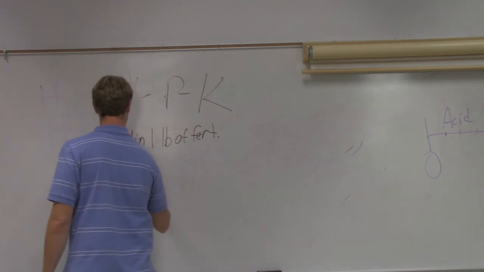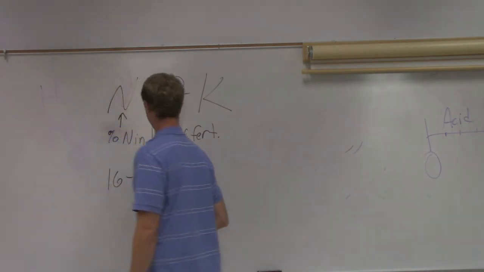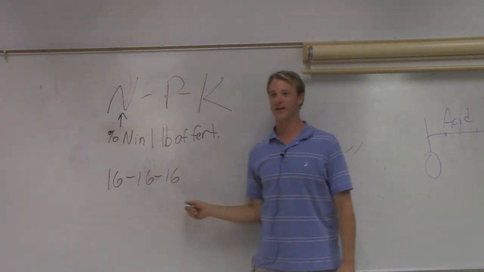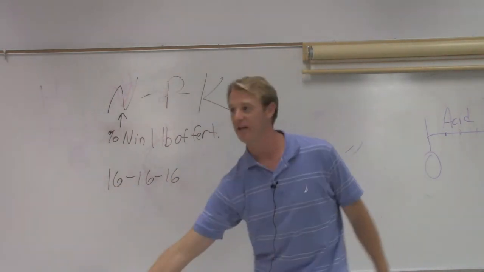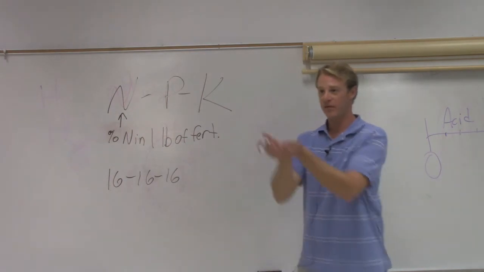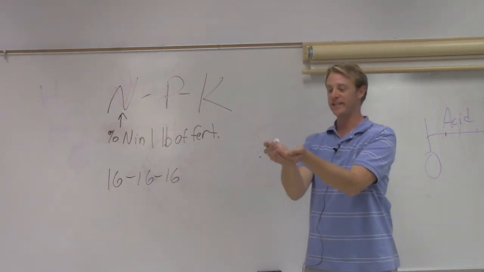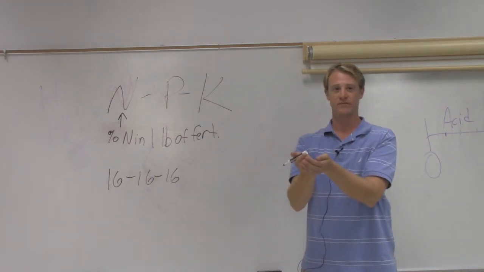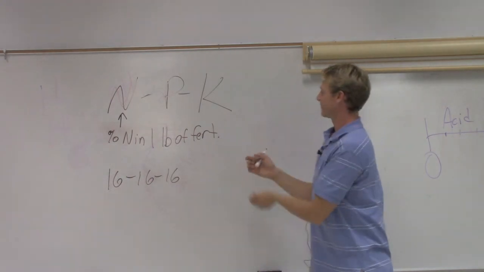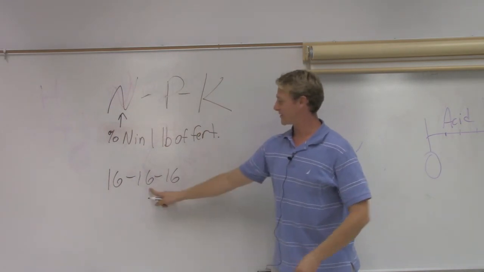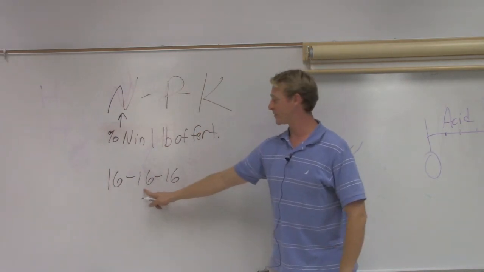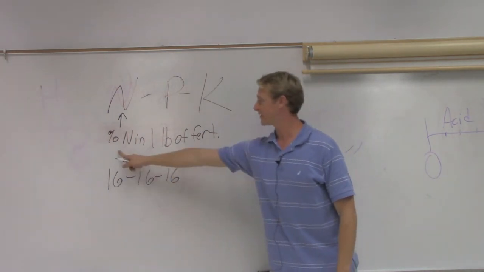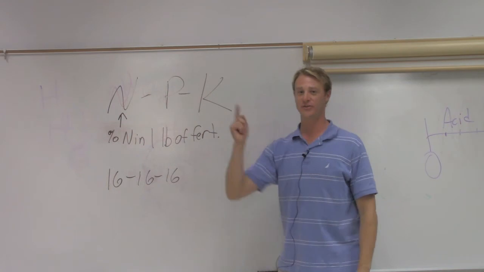If I have 16-16-16, it means that if I take 1 pound of this fertilizer, I got a 50-pound bag, right? I take out 1 pound of it. I have 1 pound in my hand. Only 16% of that material is nitrogen. Okay? That's what this is telling me. Same with P2O5 and K2O. It's the percent in 1 pound of fertilizer. Do not forget that.